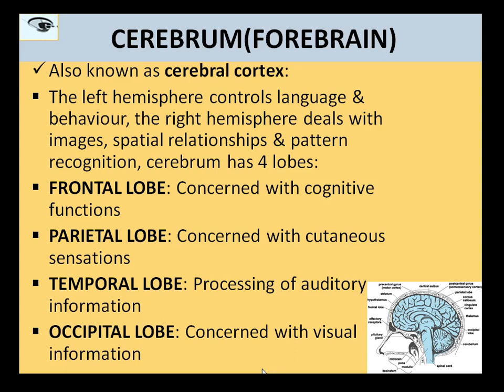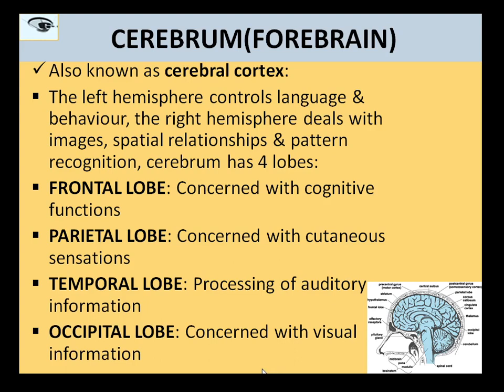And in between the two hemispheres, it's connected by a white bundle of myelinated fibers, and that bundle of myelinated fibers is called corpus callosum, and this corpus callosum is carrying the message back and forth between the hemispheres. Then the cerebral cortex, children, it has four lobes: frontal, parietal, temporal, and occipital. Frontal is mostly concerned with cognitive functions. The cognitive functions I've already mentioned before.